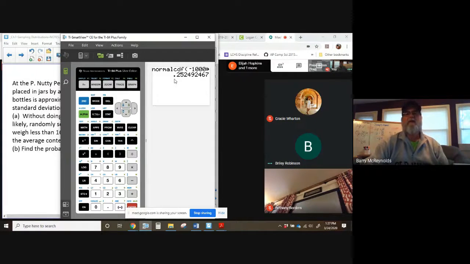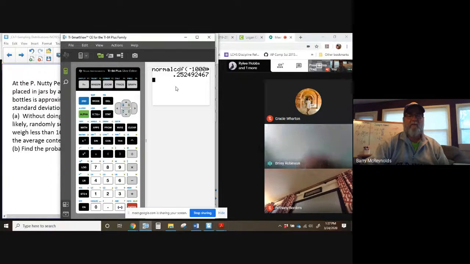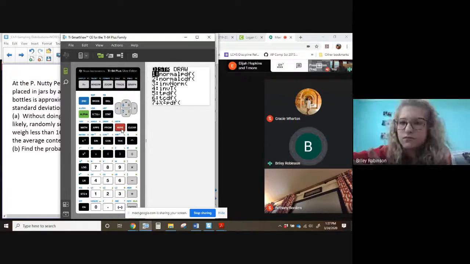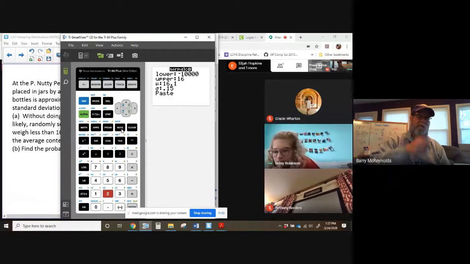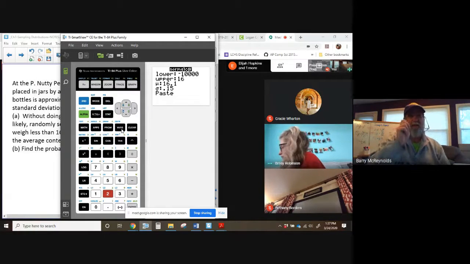Okay. So now the tricky one is finding the probability that our sample of 10 is going to be less than 16 ounces. And this is where the Normalcdf calculation comes in really handy.